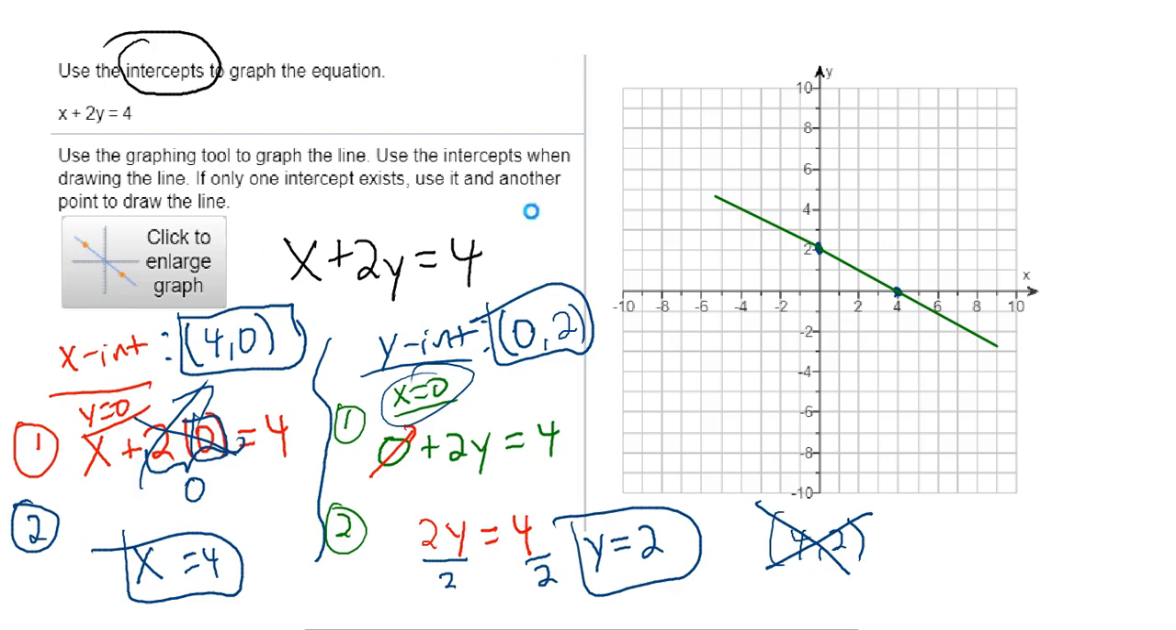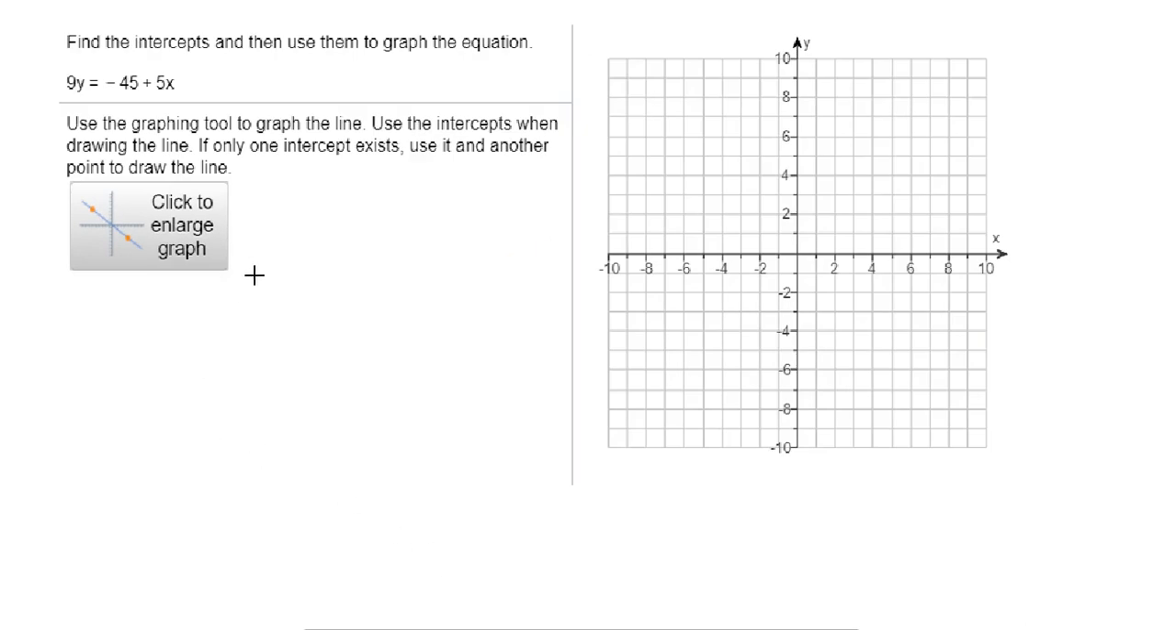All right, so let's take a look at another example. Same problem, except a different equation. I gotta remember to switch back to the pen tool here. Okay, so we have 9y equals negative 45 plus 5x. The directions are the same. Find the intercepts, use them to graph. So here they've tried to scramble things up a little bit with the way the equation is set up, but it's really not going to cause us too much trouble with x and y intercepts.